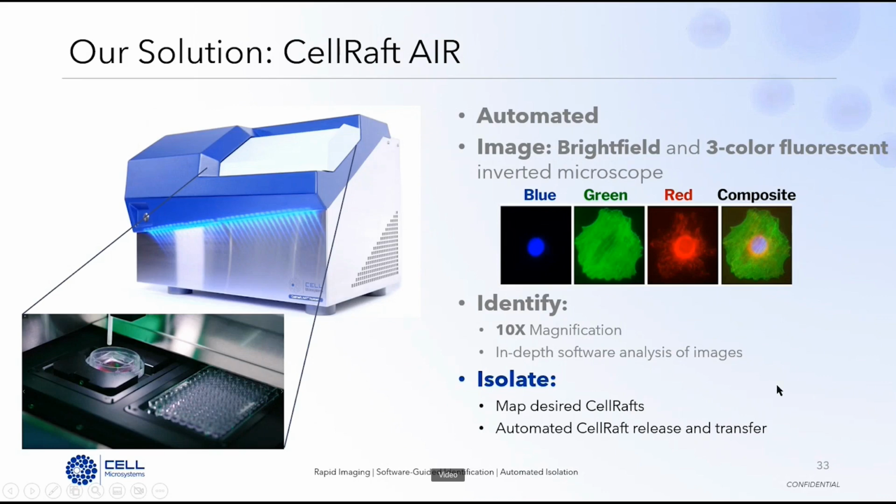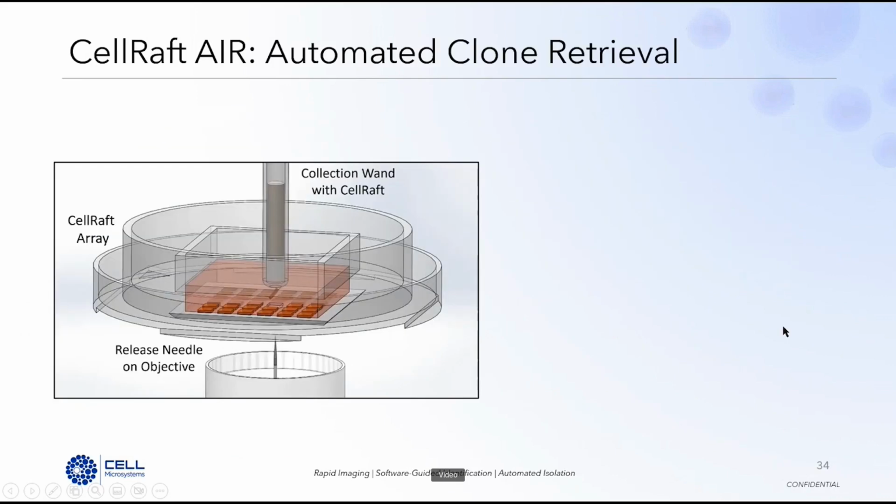So what does mapping them for isolation actually mean? Well, the last key feature of the technology is that we aren't just culturing the cells with this spatial segregation. We're also able to retrieve them, attach to the cell raft, and deposit them for isolation and expansion into a 96-well plate for growth. The AIR system allows you to map your rafts that contain colonies of interest to the plate. And then the CellRaft AIR system will perform automated CellRaft release and transfer to retrieve those colonies that you have specifically selected. So how does this work in the AIR system?